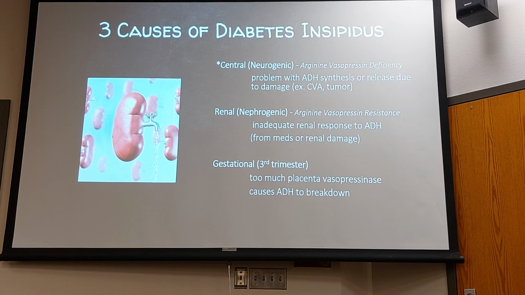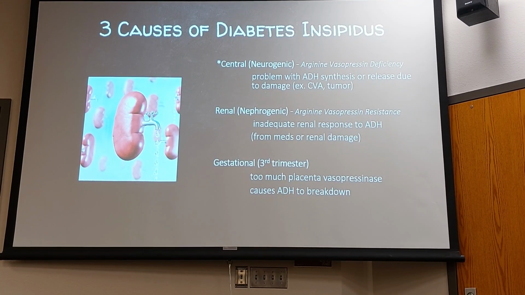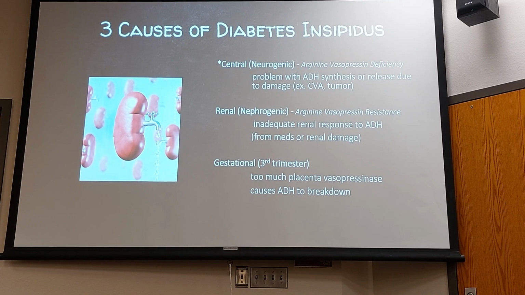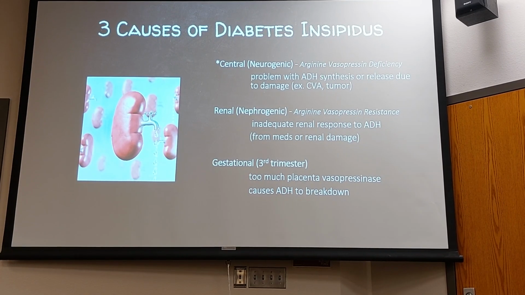So it's a deficiency in the hormone when it comes from the brain or the pituitary, right? When it's renal, the hypothalamus and pituitary are doing just fine, sending the signal down, but the kidneys aren't recognizing it. So it's a resistance at that point. Inadequate renal response to ADH. So kidney damage or certain medications will do that.